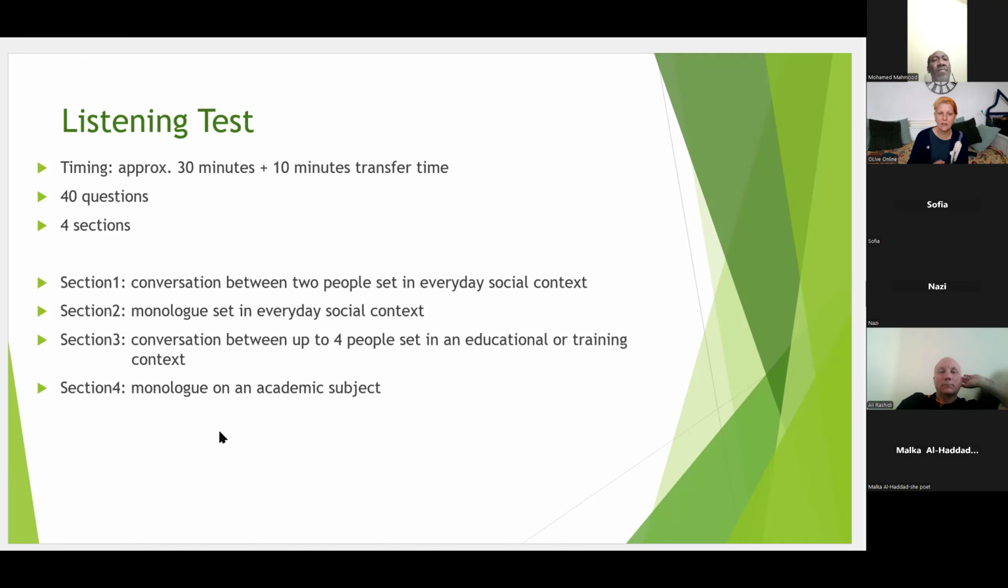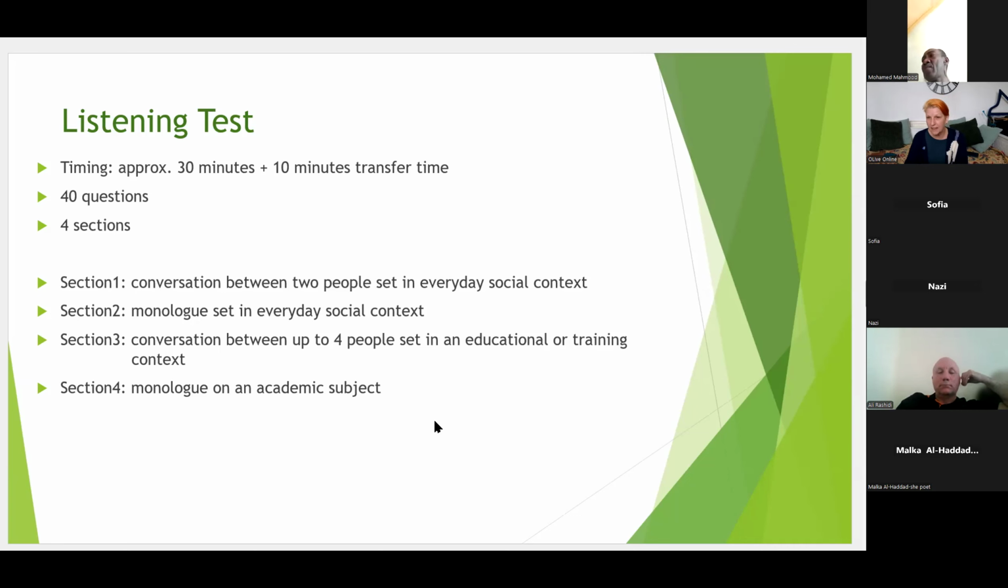The third is slightly more difficult. It's a conversation between up to 4 people, usually no more than 3. And it's in an academic setting. So it will either be students talking with a professor or students talking amongst themselves about a class project.